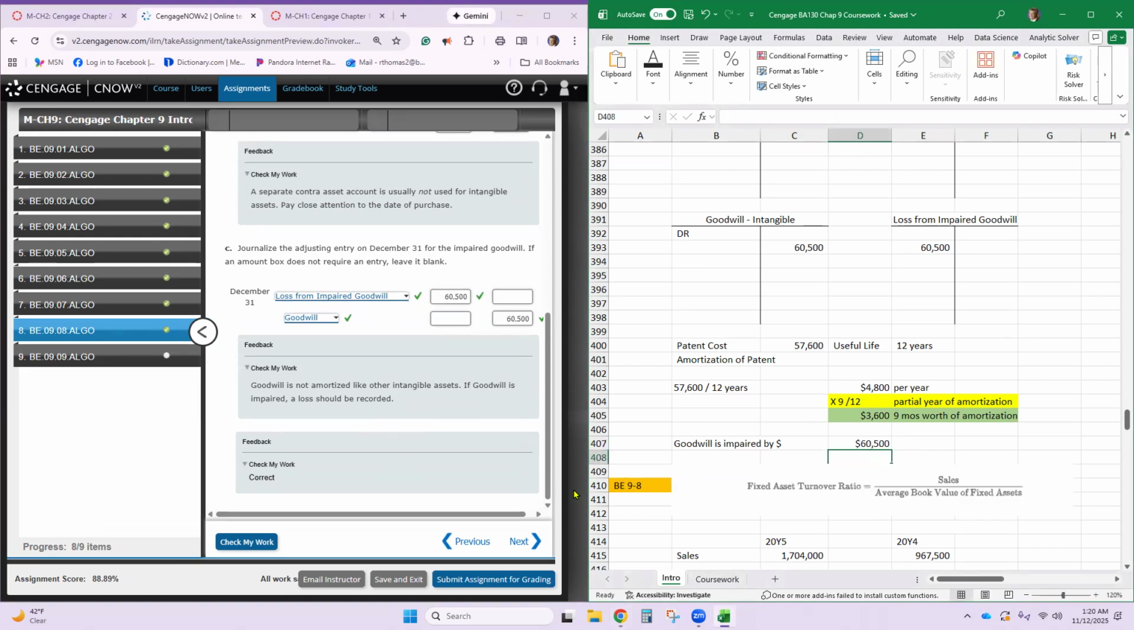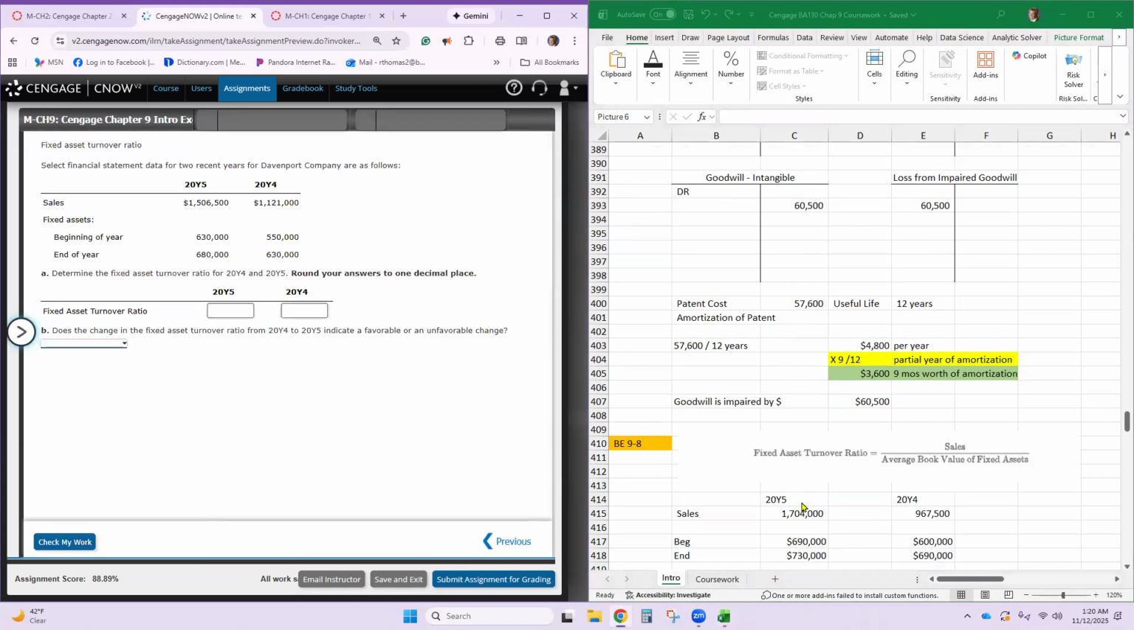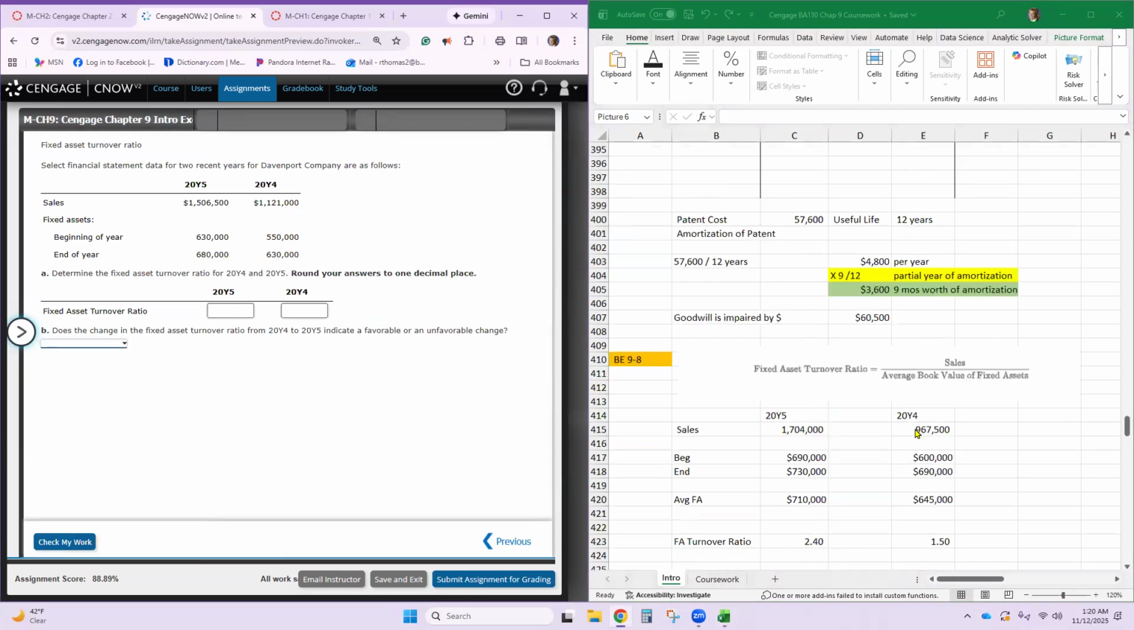$60,500. All right. So this last one is fixed asset turnover ratio. Okay, we're going to look at the last one here. Okay, so let's put our year 4 in. Okay, looks like fixed asset turnover ratio. So how often we are using our fixed assets. All right, so we're going to have sales, and I've got year 4, 1,121,000. Okay, in the beginning, fixed assets 550,000 and 630,000.